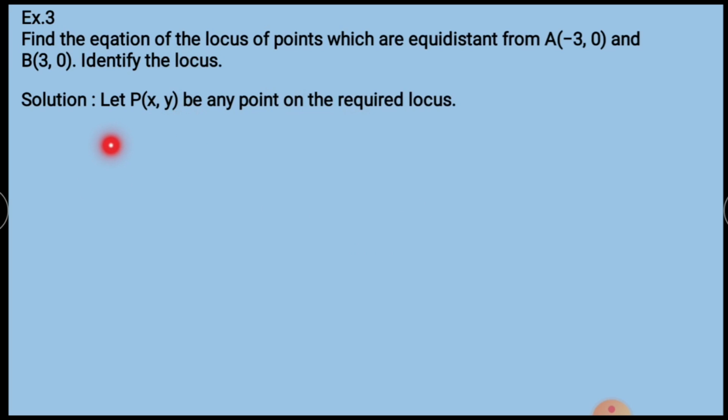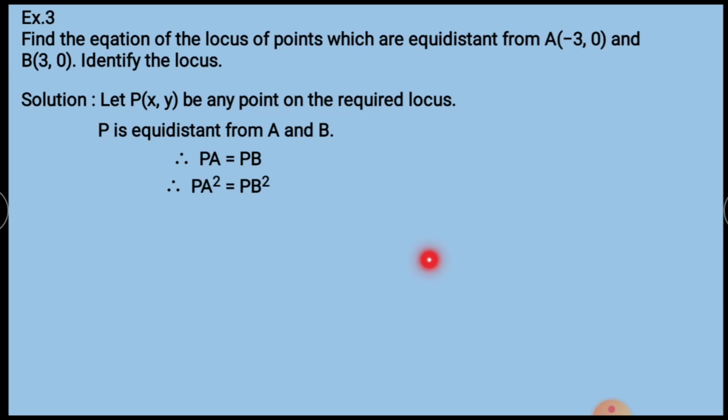So we first take one point here. Write in solution: let P(x, y) be any point on the required locus. Now here P is equidistant from A and B. So we write the condition PA equals PB. Squaring on both sides, we write PA square equals PB square. Now apply the distance formula for PA.